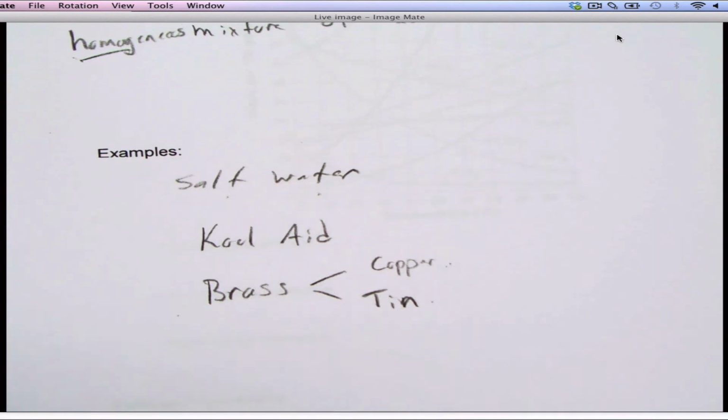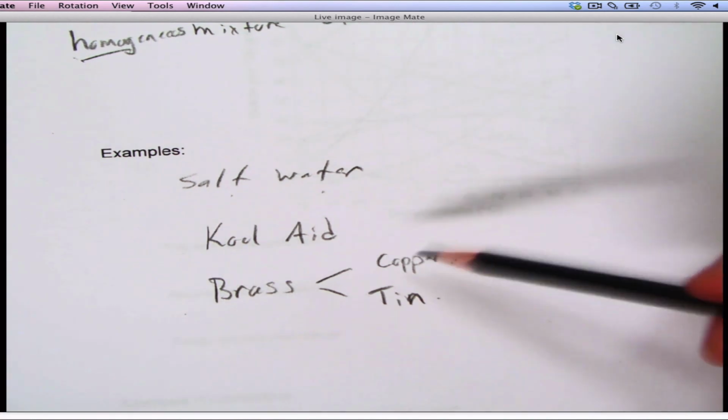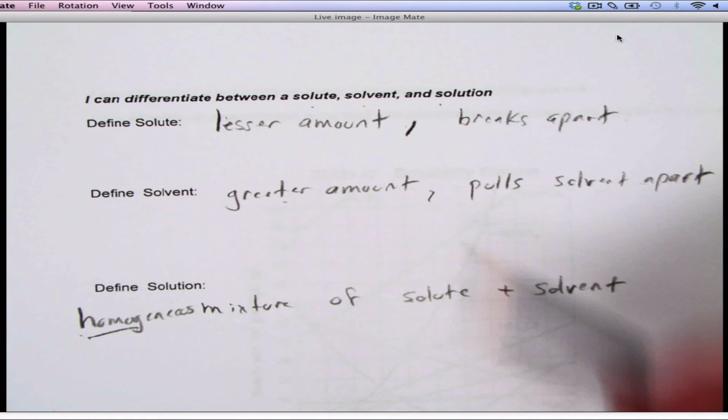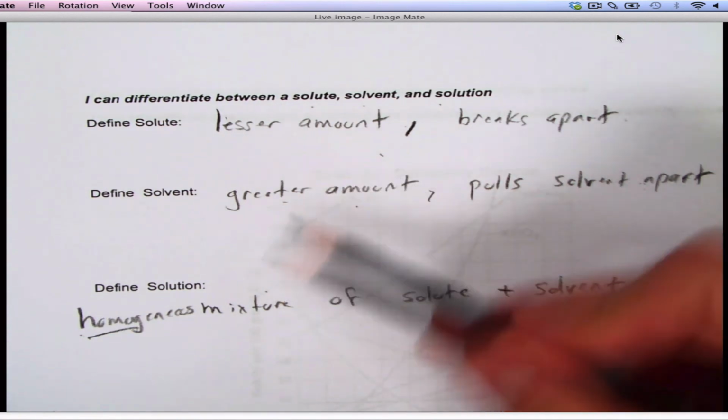All right, so remember, solutions don't always have to be liquids. They can be solids. They can be gases too, like air is a mixture. All right, so those are some examples. As we go through this stuff, there'll be more and more examples, but that gives you a general idea of the things that make up a solution.